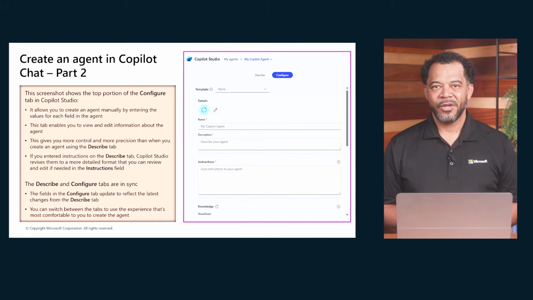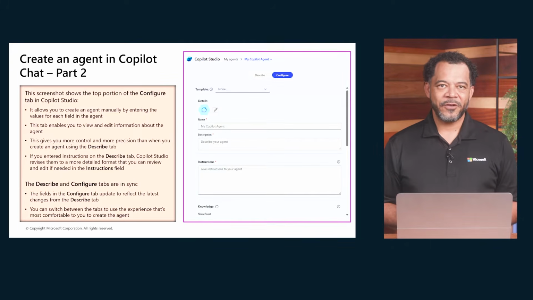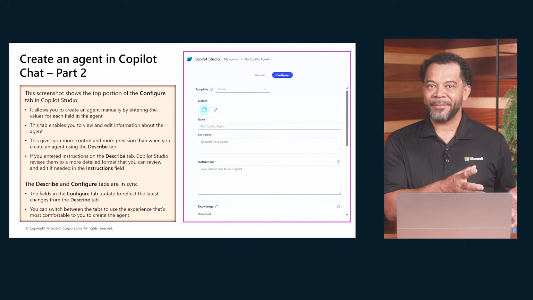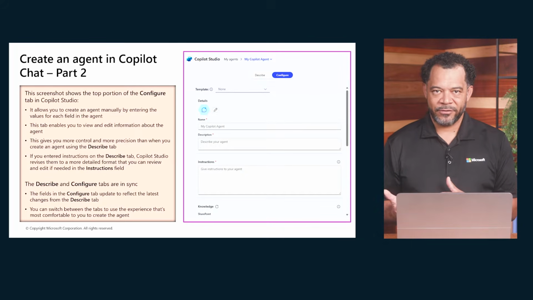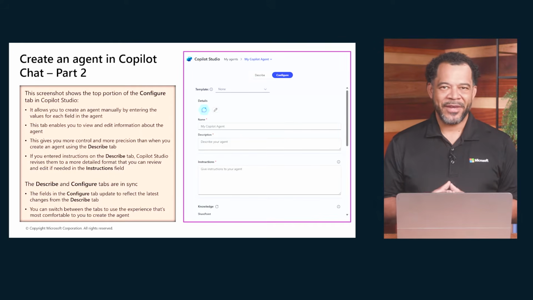What's great is that the two tabs, Describe and Configure, are fully synchronized. Any changes that you make in one reflect in the other. So if you begin building your agent through the Describe tab and later switch to the Configure tab, you'll see all your previous inputs carried over. That means you can start simple and then fine-tune as needed.